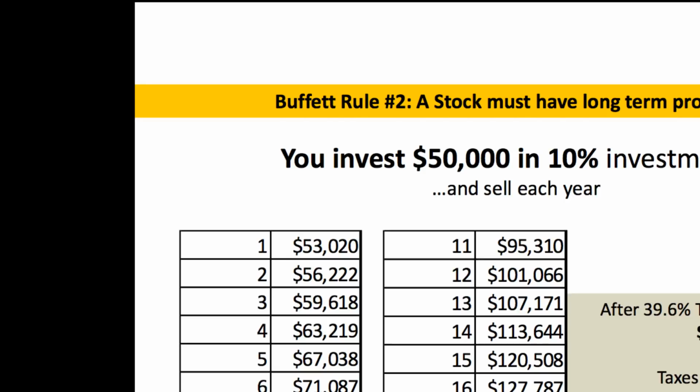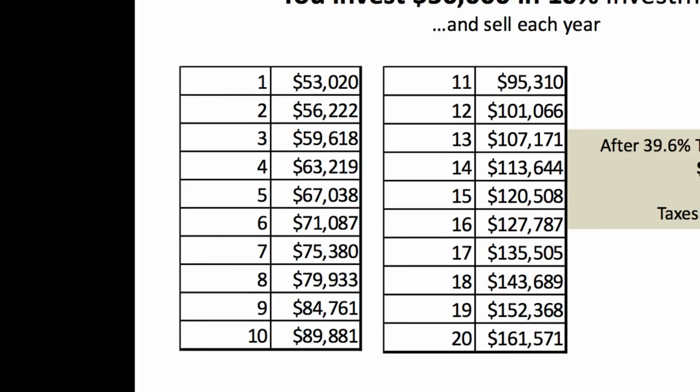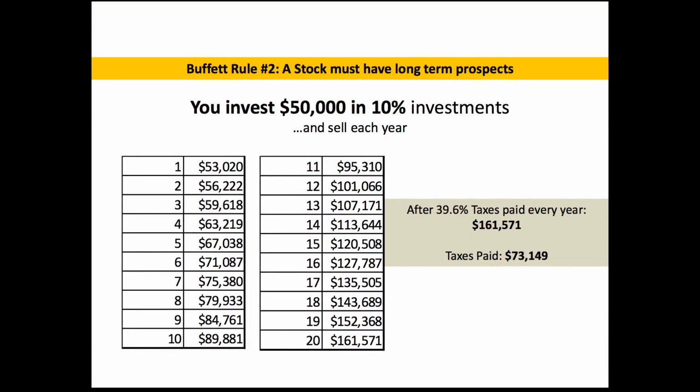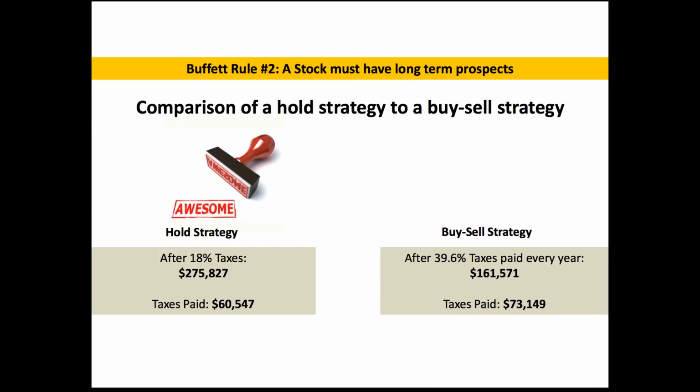And then after the second year, you can see it's $56,222, and so on and so forth as you go down, clear down to the 20-year mark where you have $161,571 at the end. And the taxes that you would have paid over that entire 20 years was $73,149. So here's a perfect example of a person who would be investing, and this is assuming they can continue to put their investment into a 10% yielding return every time they trade it. Okay, so let's compare those two.